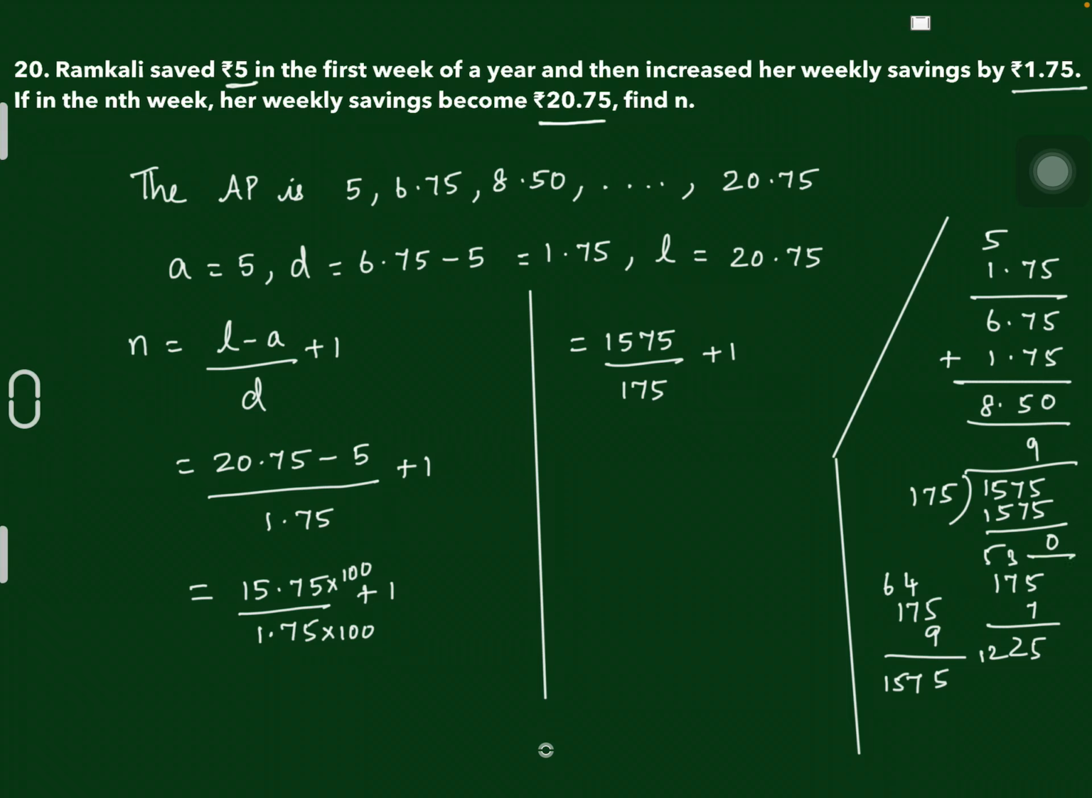1575 divided by 175 is nothing but what is the answer? I got 9. So 9 plus 1 is 10. So in which week her weekly savings become 20.75? 10th week. They asked what is N value. So answer, N is equal to 10. Hope it's clear, children.